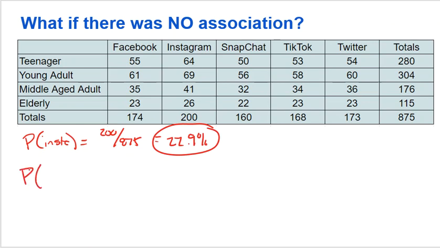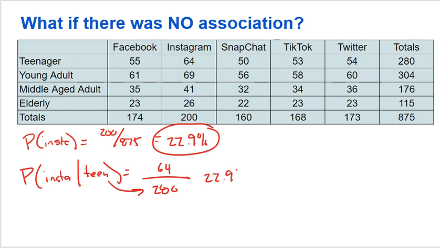Then I'm going to say, okay, I'm still looking at Instagram, but I want to say, does being a teenager change that? Okay, well, so now I'm looking at the 280 teenagers. Condition, change the denominator, right? And of those, 64 used Instagram, 64 out of 280. Wow, 22.9%. So it appears if you're a teenager, it doesn't make the chance of you using Instagram go up or down.